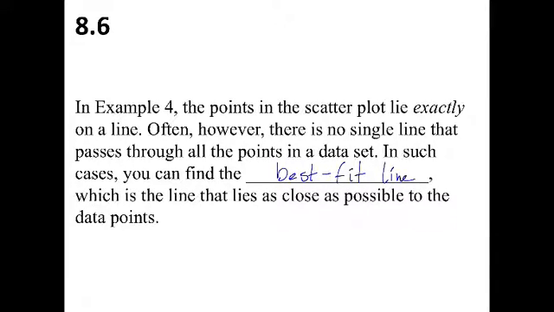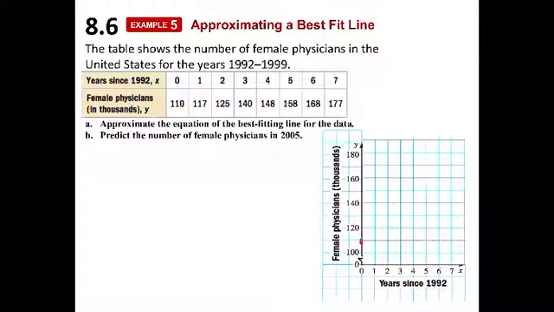So it's a line that lies as close as possible to all of your data points. So let's take a look at an example. The table shows the number of female physicians in the United States for the years 1992 through 1999. So we're going to have to approximate some of these in terms of where they are on the graph.